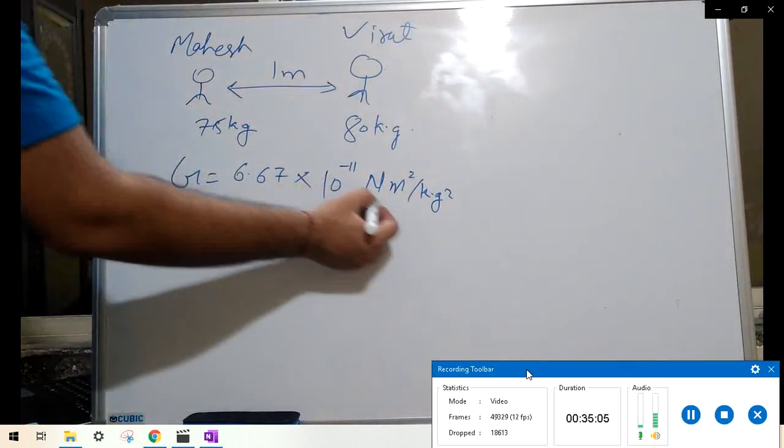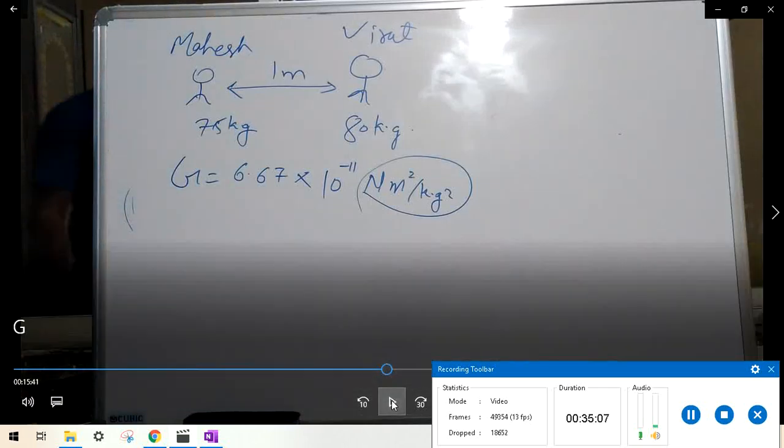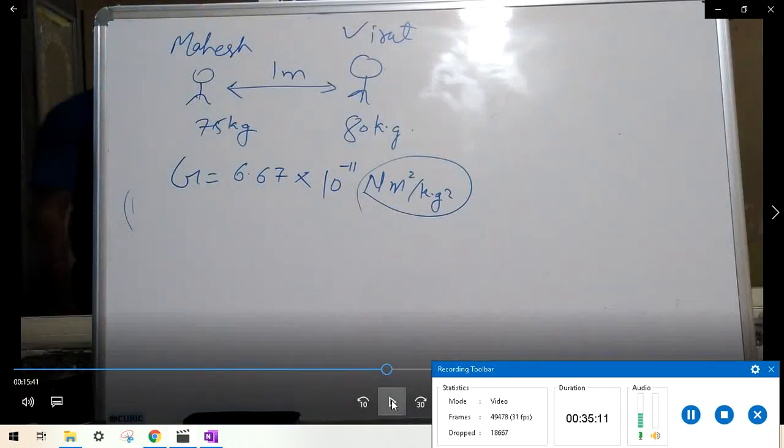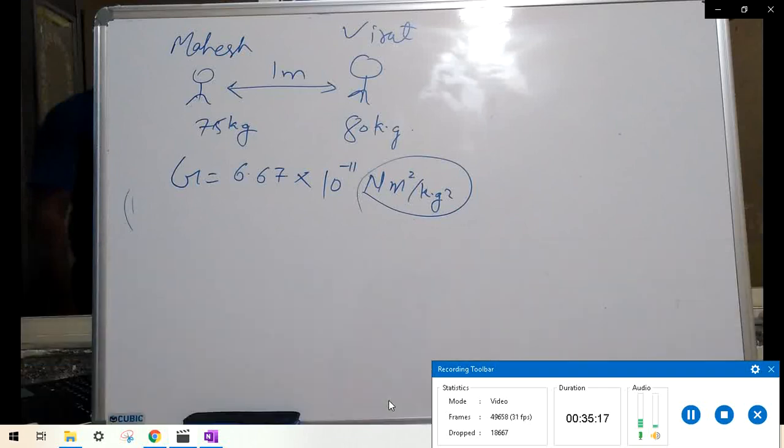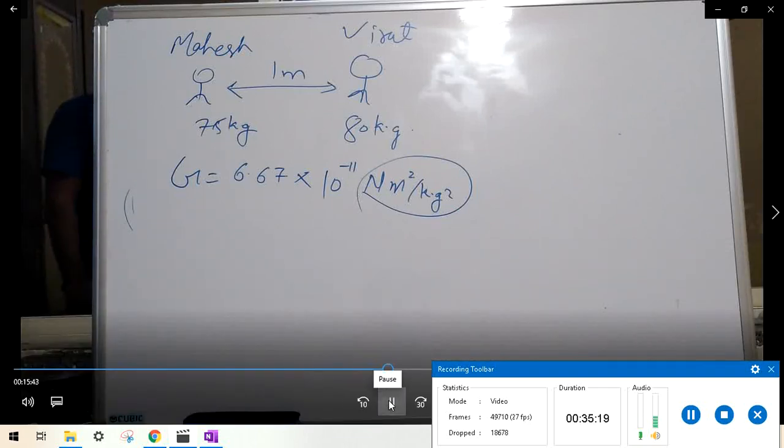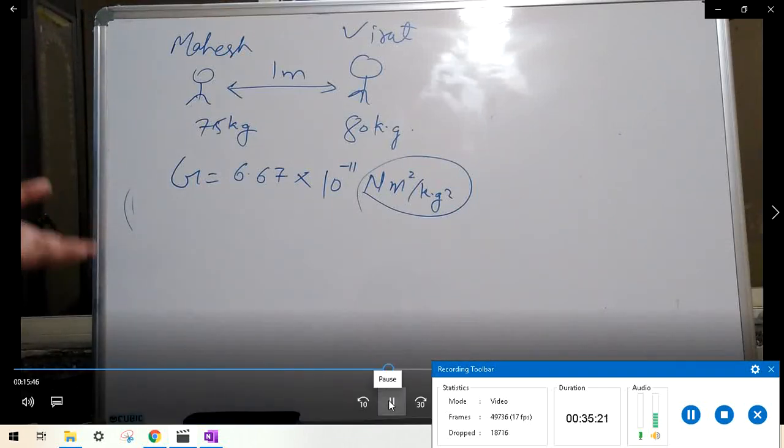Newton meter square by kg square is the unit. You should remember this value in the exams, in the board exams. It might be possible that they will not give you the exact value, so at that time you have to use this value on your own. Everything has a unit, so similarly, this constant also has a unit.